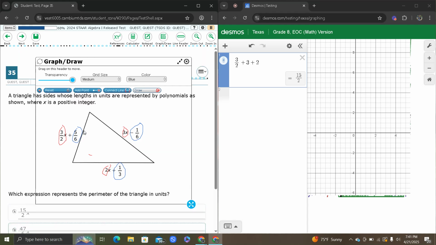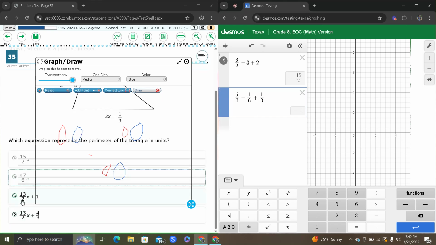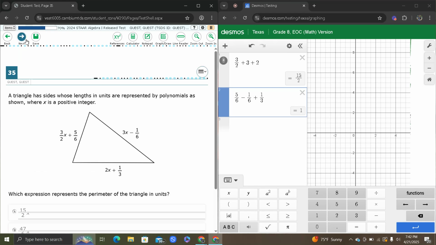So you already have the first part done. All you have to do now is do 5 over 6 minus 1 over 6 plus 1 over 3, which is 1. So therefore your answer is C, 13 over 2x plus 1. That is correct.